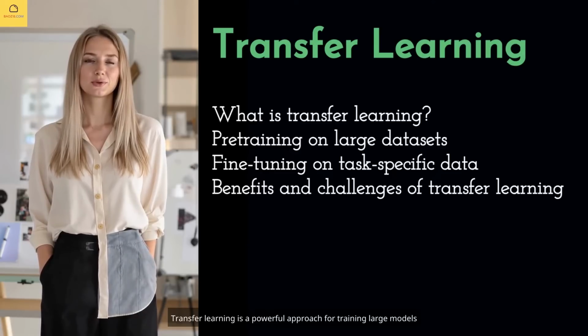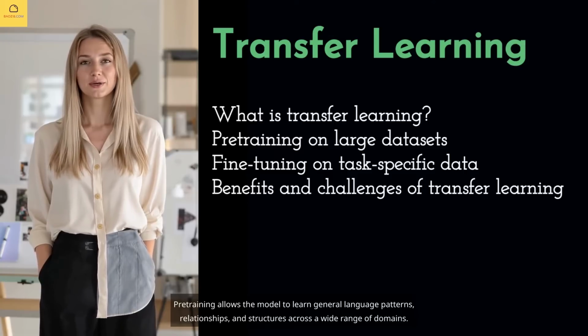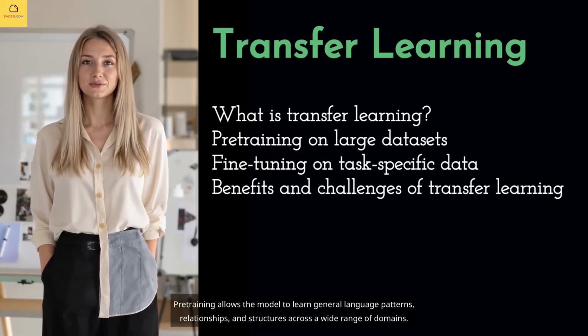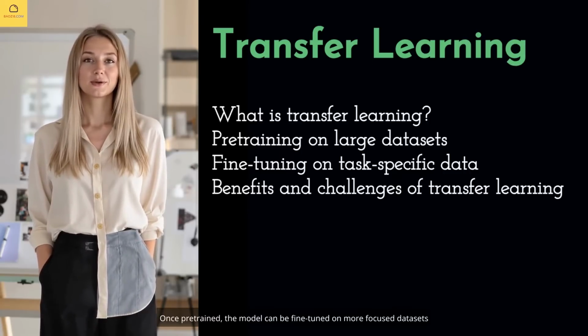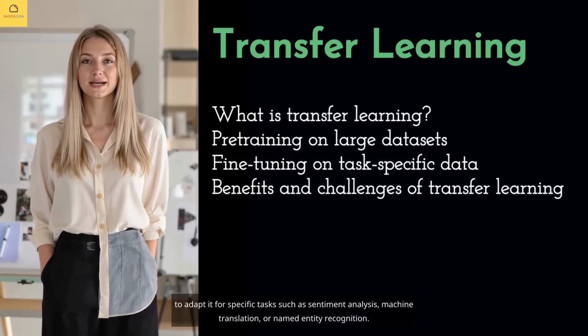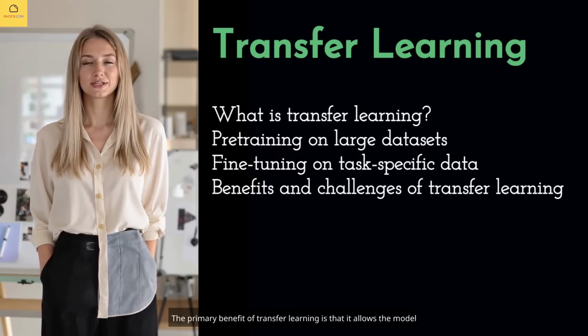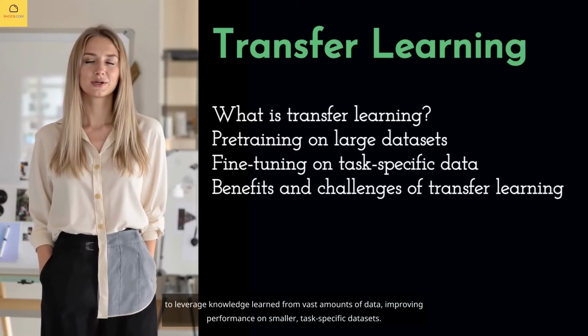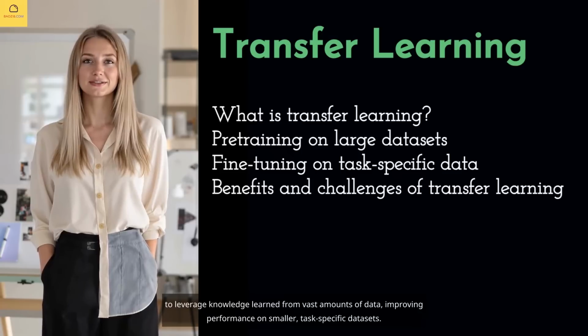Transfer learning is a powerful approach for training large models like LLMs, where a model is first pre-trained on a large, generic corpus before being fine-tuned on task-specific data. Pre-training allows the model to learn general language patterns, relationships, and structures across a wide range of domains. Once pre-trained, the model can be fine-tuned on more focused datasets to adapt it for specific tasks such as sentiment analysis, machine translation, or named entity recognition. The primary benefit of transfer learning is that it allows the model to leverage knowledge learned from vast amounts of data, improving performance on smaller, task-specific datasets.